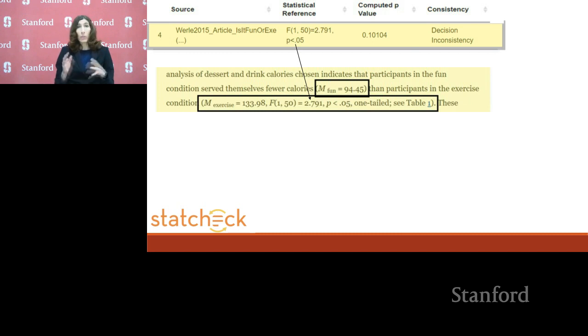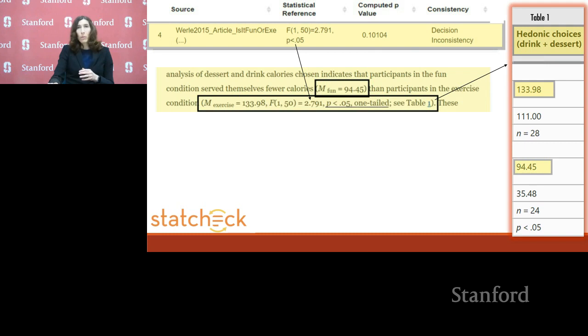Well, I dug into the paper and found out in the text where that 2.791 F statistic came from. And it actually corresponded to a comparison that we've already seen today, which is of these hedonic calories, the 133.98 hedonic calories in the exercise group versus the 94.45 in the fun group. And this is that result that the authors made a big story of. So when they made that formal statistical comparison, they got this F statistic of 2.79.